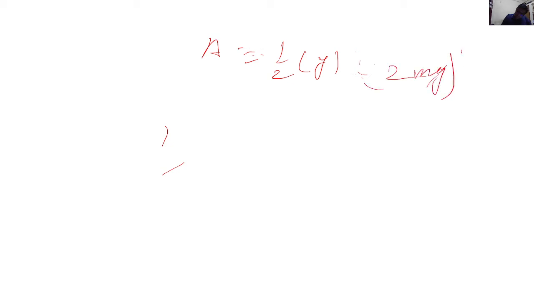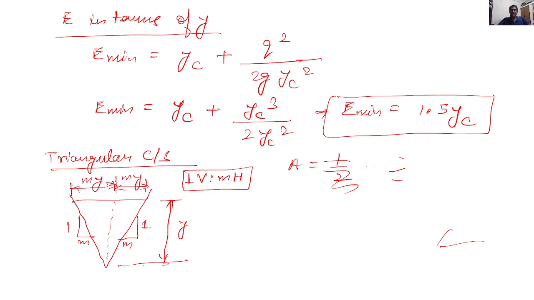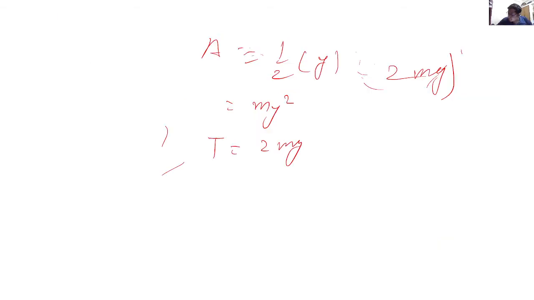Okay, so I'm unable to write. Yeah, A can be represented as half times the depth times the top width. Top width happens to be 2 times my. Somehow this is not working. Okay, so this is my square, and the top width is 2 my. Yeah, my plus my is 2 my. Forgive me, because somehow my Apple Pencil is not working. I don't know why.